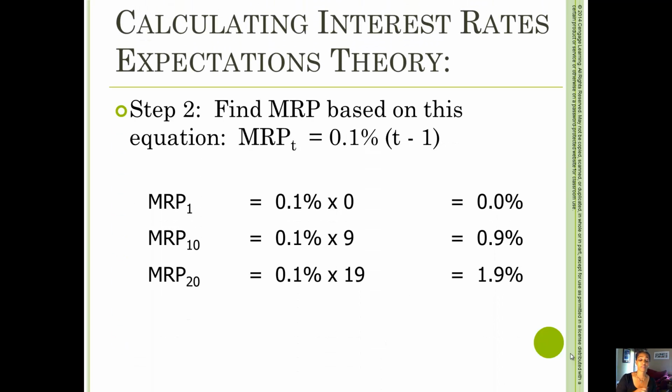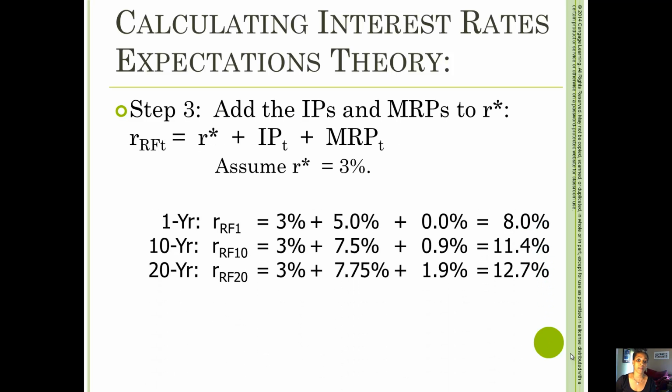And so now, because we were given a formula that will vary situation by situation, we're going to use that formula to calculate the maturity risk premium. So the 1 year premium is going to be 0 because remember this only applies to long-term securities. The 10-year premium then is going to be 10 minus 1 or 9 times 0.1%. So that'll be 0.9%. And then for the 20-year premium, 20 minus 1 times 0.1% or 1.9%.